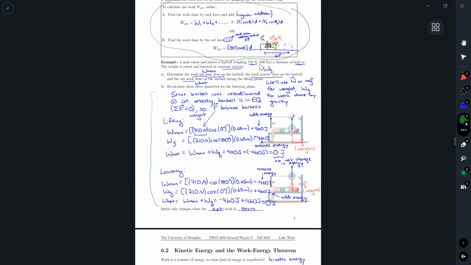So we found the work done by each force, the one the man exerts and the one gravity exerts, found the net work by adding them, and that tells us about the change in kinetic energy of the barbell. It is no change. And so it would make sense it's moving at constant velocity as the problem states.